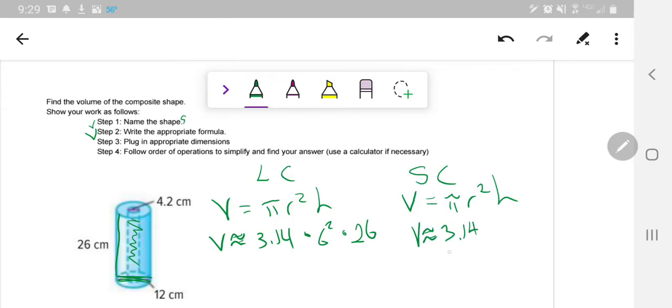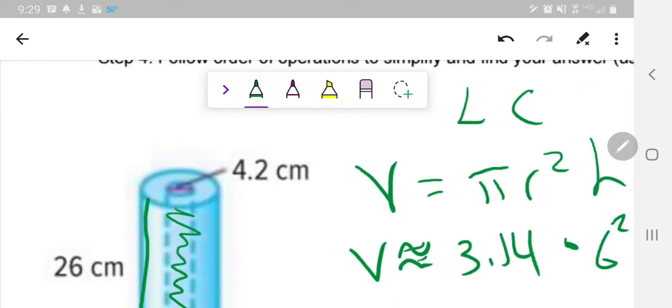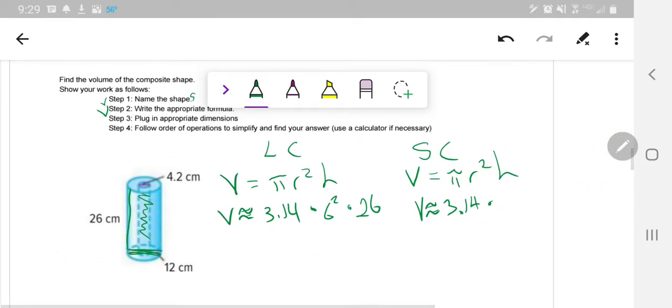Let's plug in the other ones while we're at it. 3.14, I always forget to change that to the approximately symbol. We're going to then find, it looks like that is all the way across. 4.2 is the diameter, so we need to change it to 2.1 to calculate the radius. And then we're going to find the height of that, which is the same as the height of the other cylinder.